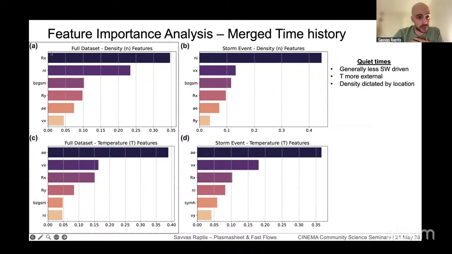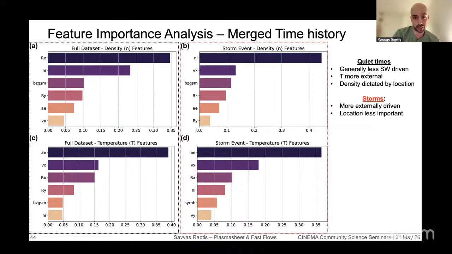During quiet times, it seems like if we merge all the time history of our solar wind, you can almost get fully useful models by looking at the location of the spacecraft and how far it is from the Earth, Bz, density, and the location in Y. This is great because these are actually the dominant features used in models like Tsyganenko in the past. So there is a very clear agreement and reproducibility on this.